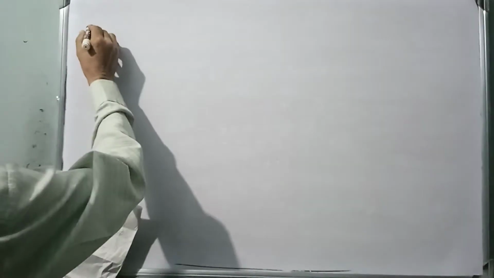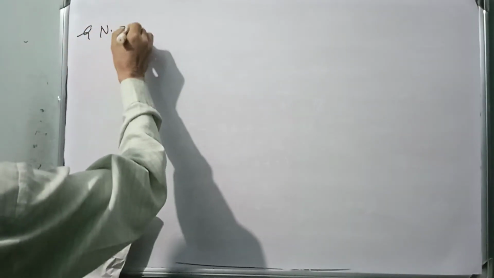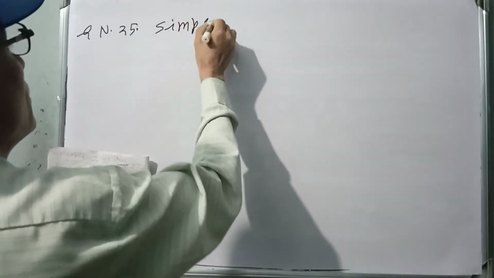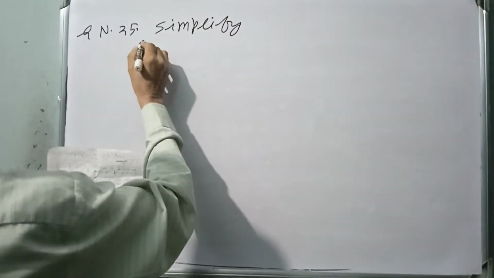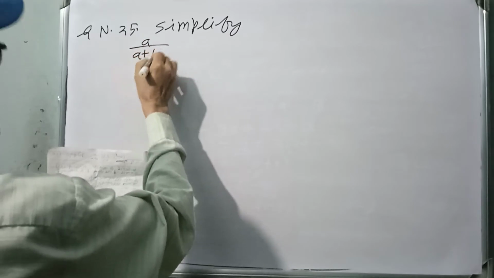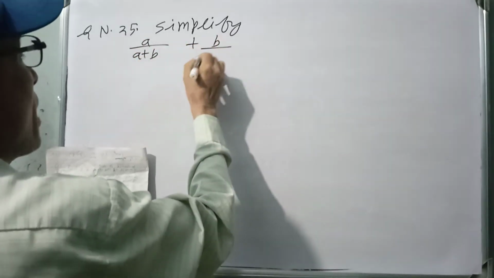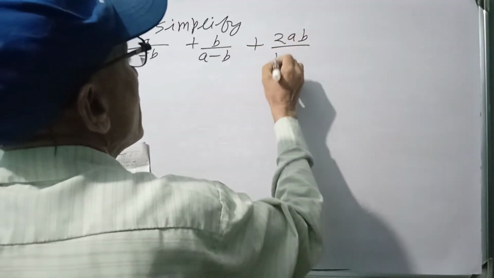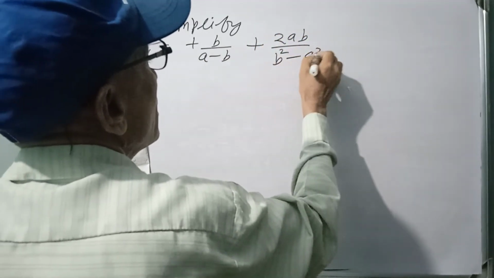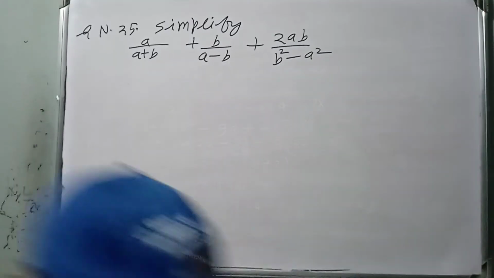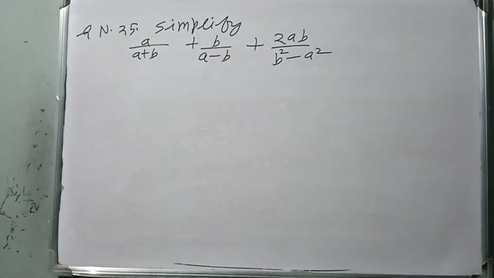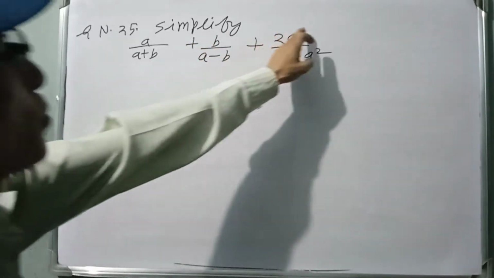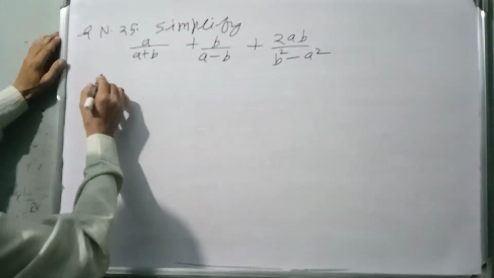Question number 25 is as follows. Simplify a by a plus b plus b by a minus b plus twice ab by b square minus a square. How to simplify it? There are three expressions: a by a plus b, plus b by a minus b, plus twice ab by b square minus a square.